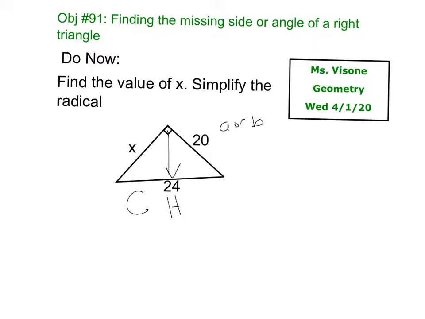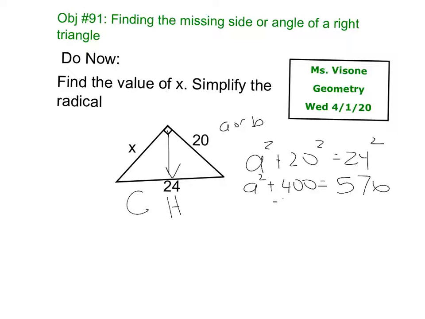So don't be confused between SOHCAHTOA using sine, cosine, tangent and Pythagorean theorem. We have two sides. We just want to find the third. So I'm going to do a squared plus 20 squared equals 24 squared. Okay, I don't know 24 squared off the top of my head. 576 equals 400. Subtract 400 on both sides. We get a squared equals 176.